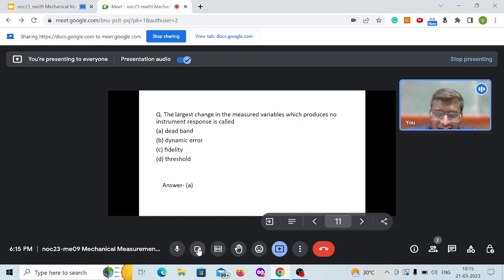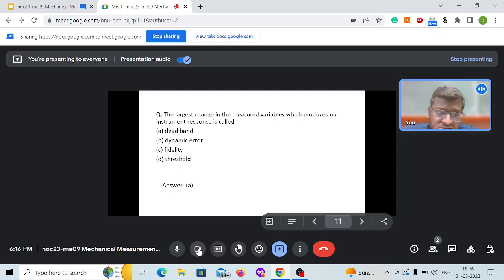If you see the next option, dynamic error is the error which varies with respect to time. Your input varies, and the input is your true value. For the input you have some true value, and the instrument shows something corresponding to the time, and that will be the dynamic error. Fidelity is the degree to which a measuring instrument is capable of reproducing the same value when the input varies, and it should not have any dynamic error. So the capability of reproducing the value is called fidelity.